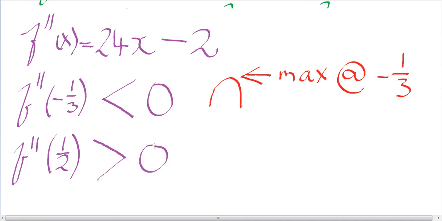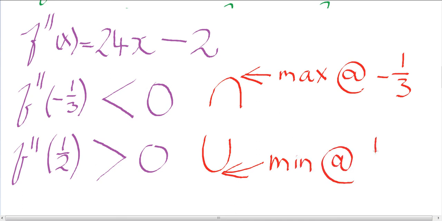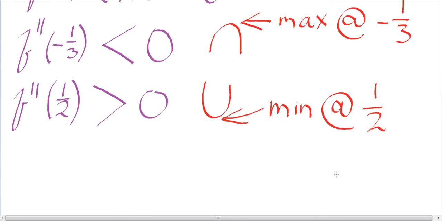So write down this positive and draw what your little saying, positive, happy smile. Draw your little smile, and that must be a minimum at the bottom of that smile. So there is a minimum at a half. Now again, all I know at this stage is where the maximum is at and where the minimum is at. I don't know what the maximum is or what the minimum is. How do I find that out?